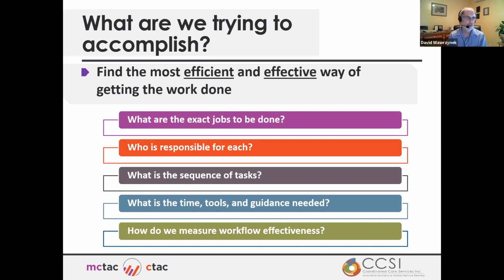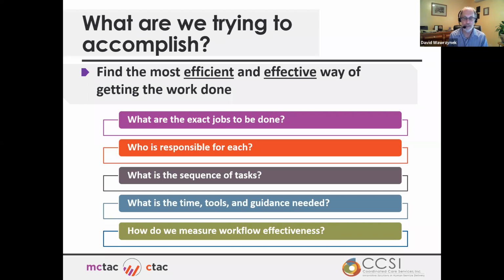What's the level of accuracy that you need? Some of our workflows need 100% accuracy all the time. Some may not. What are the tools? We'll talk a little bit about using technology to support our workflows. And guidance. What is the guidance we give to our staff?